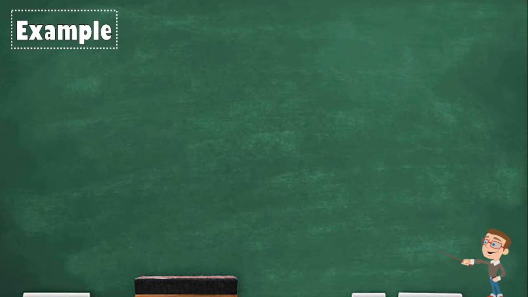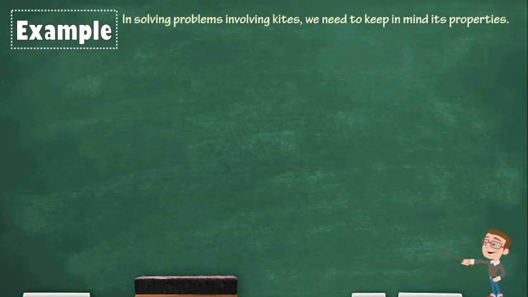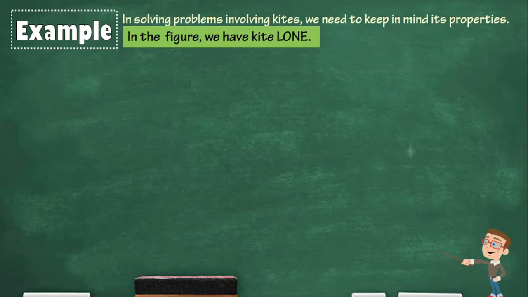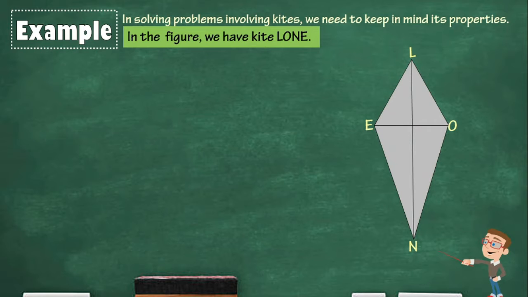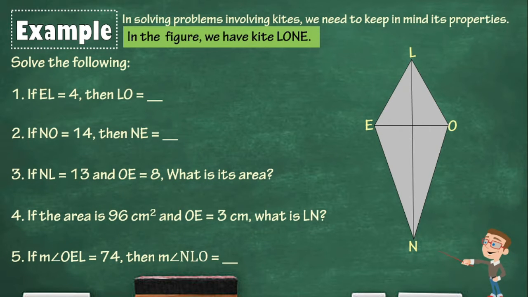Let us have our example. In solving problems involving kites, we need to keep in mind its properties. So in the figure, we have kite LONE. We are now asked to solve the following. Applying our properties to answer these questions, let us begin with number 1.